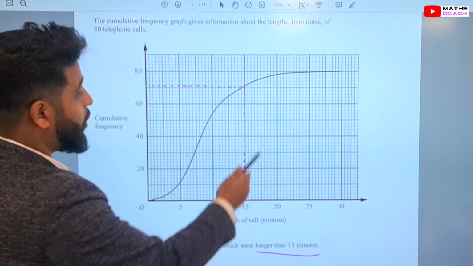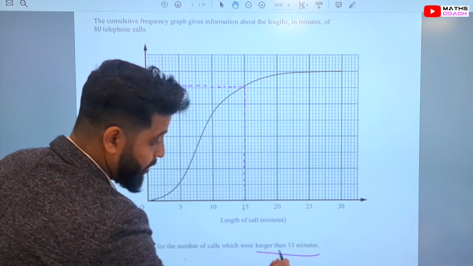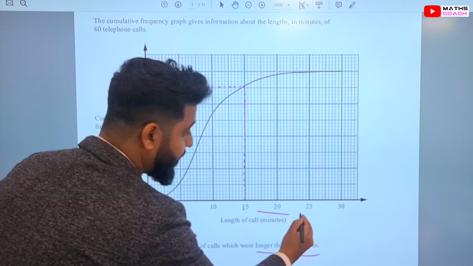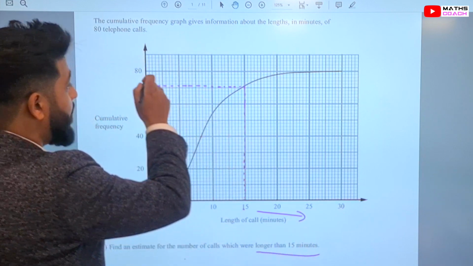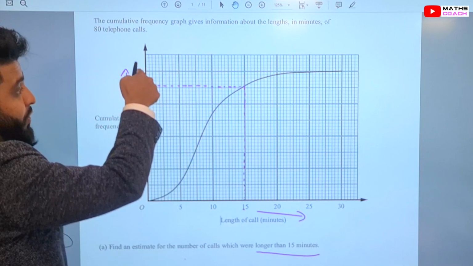So once you've drawn your line in, we are looking for 15 minutes and above because we're looking for longer than 15 minutes. So we are looking for this part of the graph. So on the y-axis, we are looking for this part of the graph. We want to know what the value is right here.